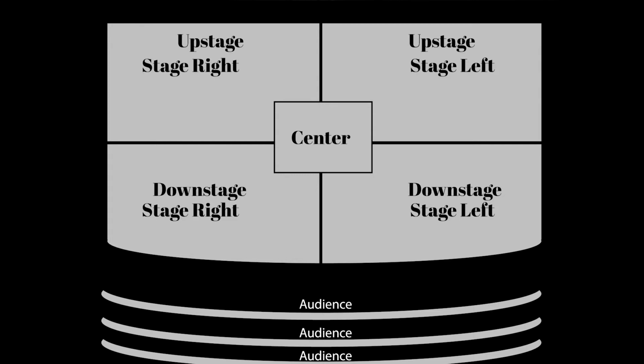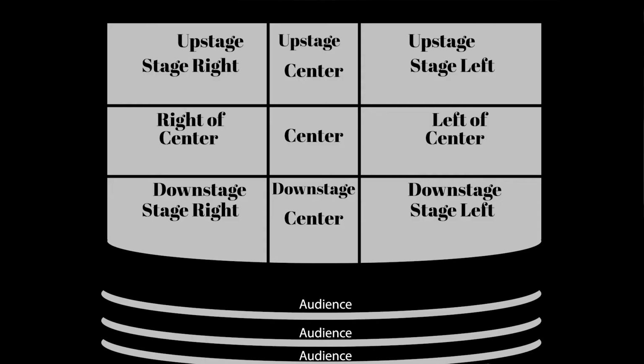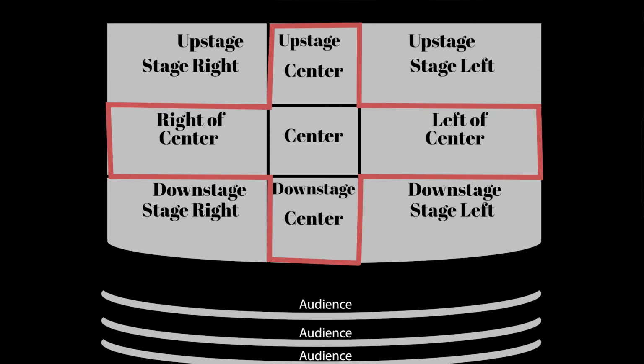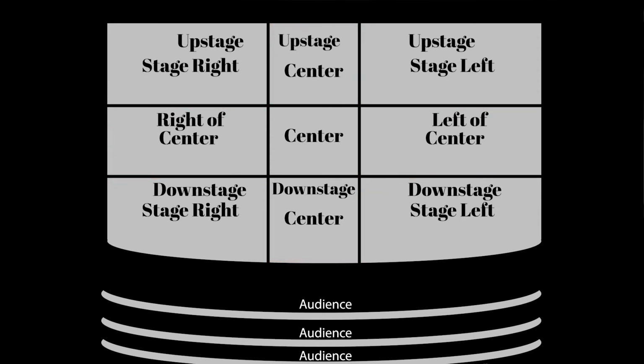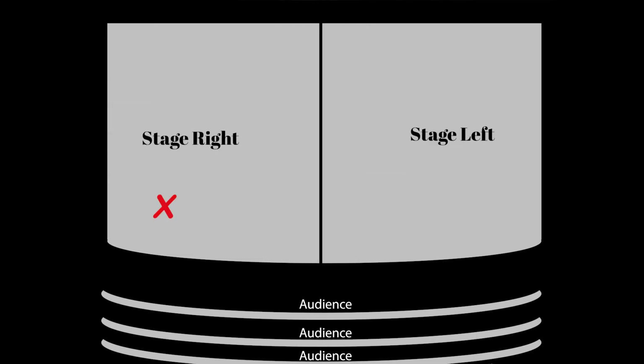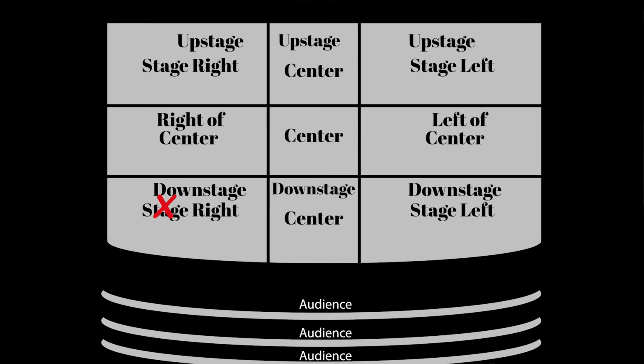Now there's one more distinction, and that's center stage. So once we add center stage, we get a lot more divisions and a lot more precision to our stage directions. Because now we can have upstage center, downstage center, left of center, and right of center. So we can be very general, it's stage right, or we can be very specific, it's downstage right, or it's just stage right of center.